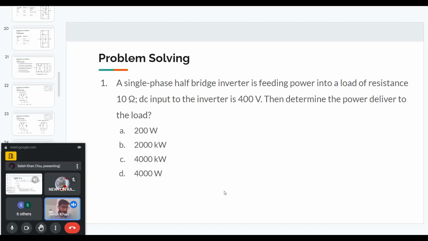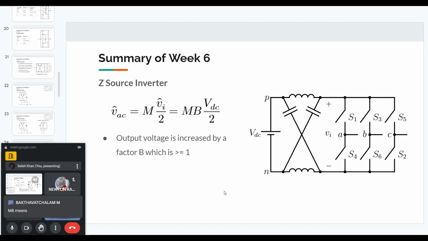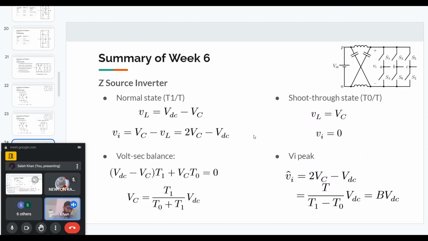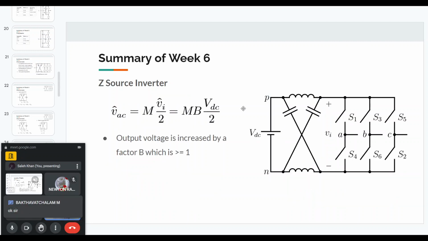Okay, so that was the summary of the lectures. M is the modulation index, and B is the boosting factor, which we found in this equation, because Vi peak is equal to B VDC. So it is M times B times VDC by 2. Okay, so this was the summary.